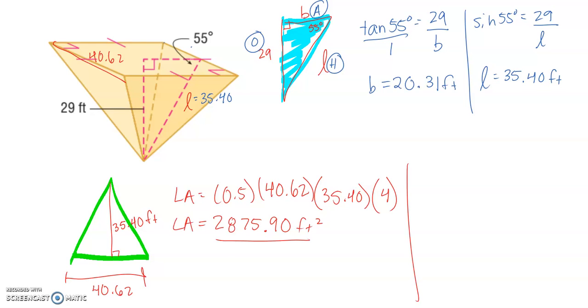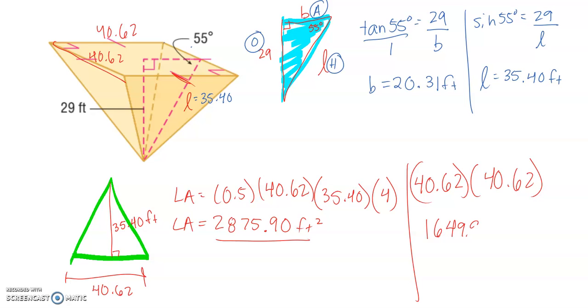I also need to get the area of the base. Notice that the base is a square. And we said that because one side was 40.62, all of them are going to be the same because notice that there's hashes down there. So I'm going to do base of the square is going to be 40.62 times the height is also going to be 40.62. So I'm going to multiply that by itself, and I wind up getting 1,649.98 feet squared for the area of the base.